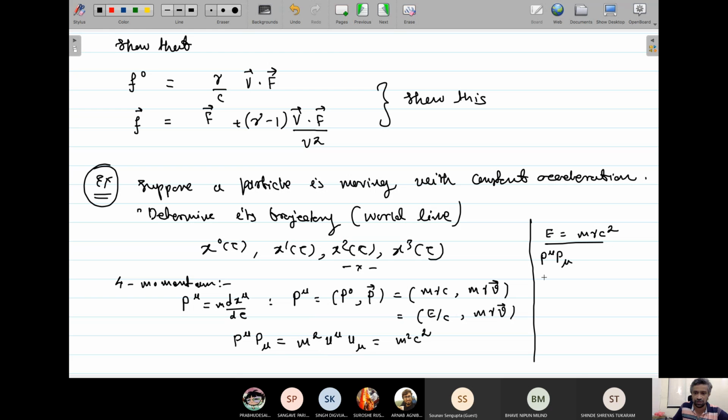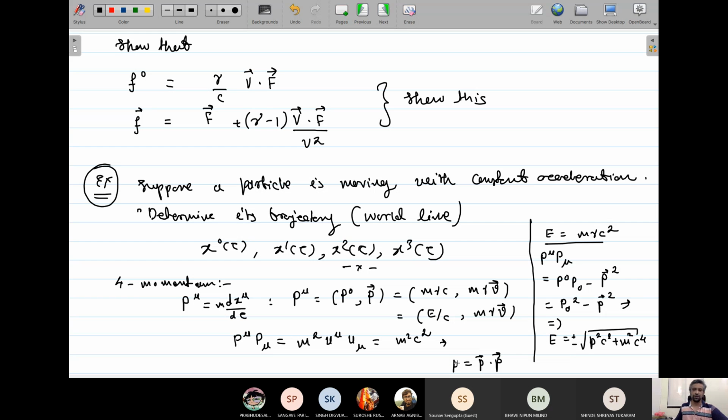But P mu, on the other hand, is equal to P upper 0 P lower 0 minus vector P square. But P upper 0 is the same as P lower 0, so it will be P0 square minus vector P square. So if you use this relation here, you will get E equal to plus or minus square root of P square c square plus m square c to the power 4. So this P square is P dot P.